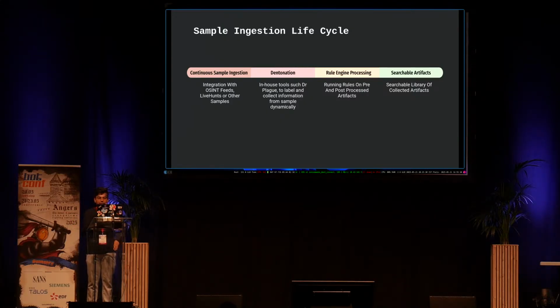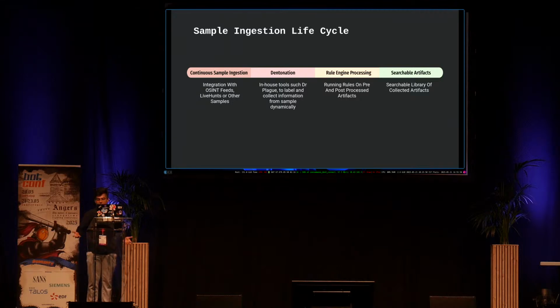So the life cycle of sample ingestion that I'm following here is pretty simple. I have integration with OSINT feeds, for example, Malware Bazaar, Live Hunt from VirusTotal, or any sample that you can find. You can even have crawlers crawling the web, find some open directories, pull those samples in, and feed them here.